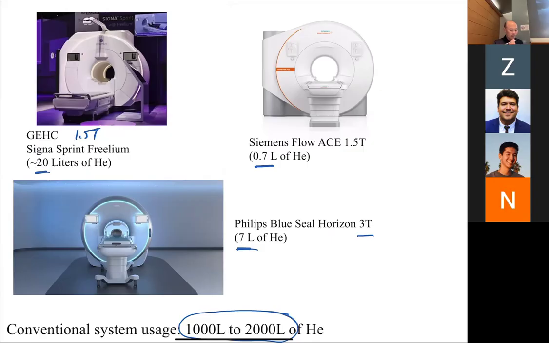That means it's much easier to site these magnets. You're not going to have to worry about the quench pipe and everything like that. It's also going to be a lot less expensive because helium is quite expensive. To refill one of these magnets, if you lose all the helium, it can be anywhere from 100 to $200,000 just to refill the liquid helium. So as things evolve, you're going to see many more of these low helium magnets.